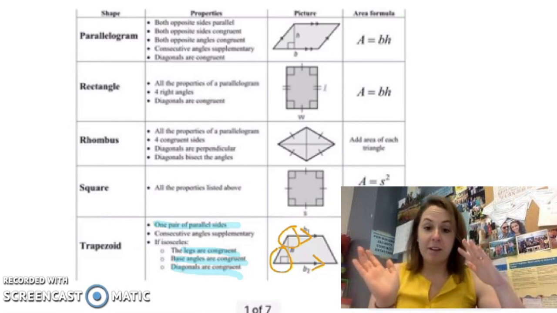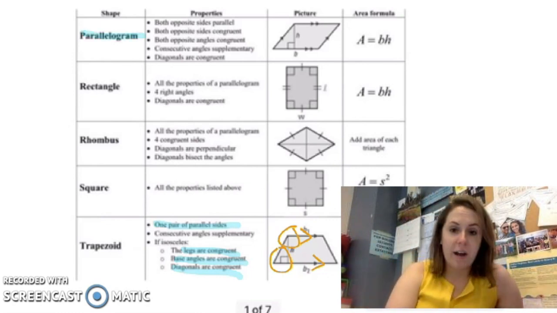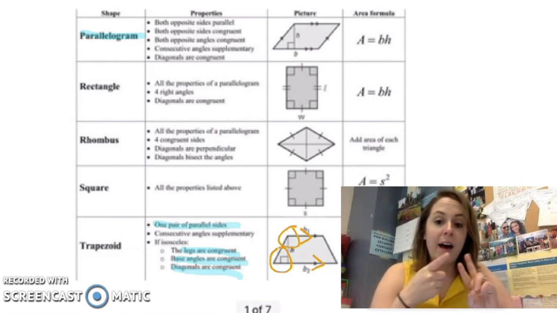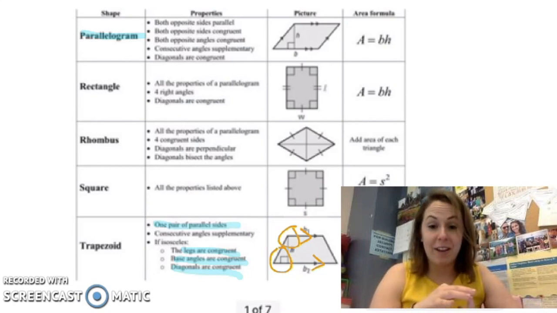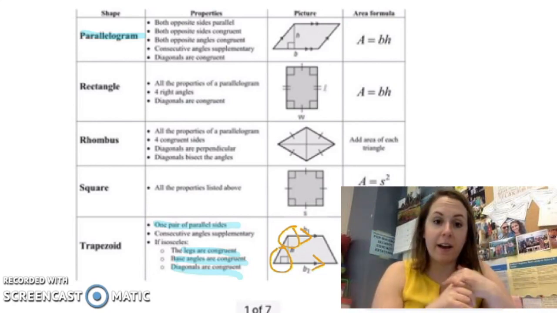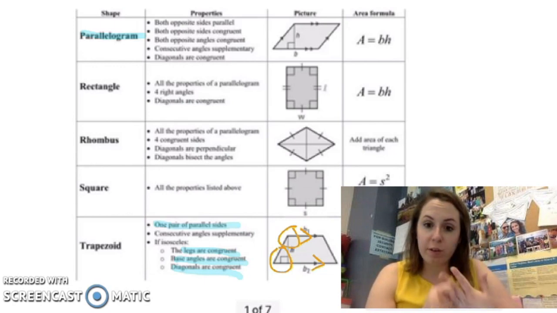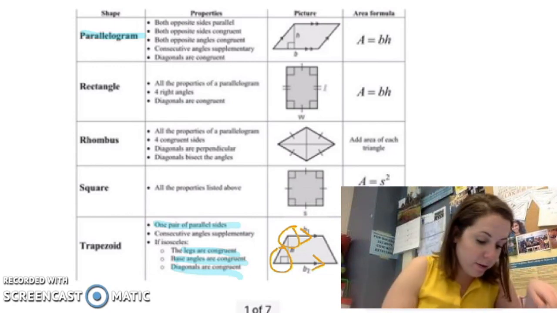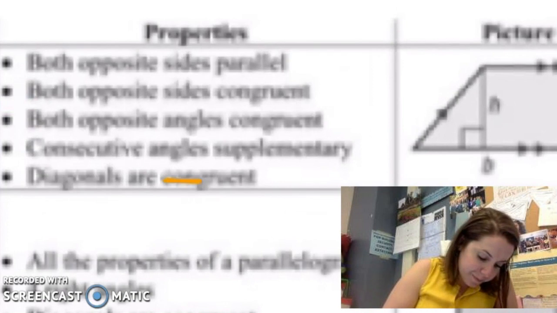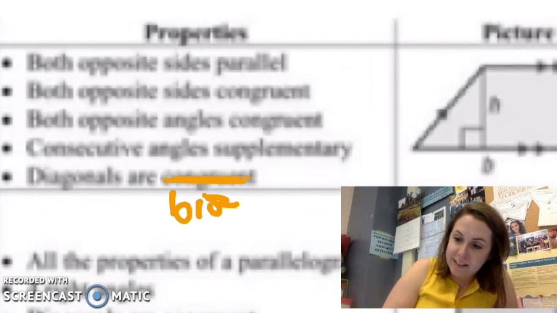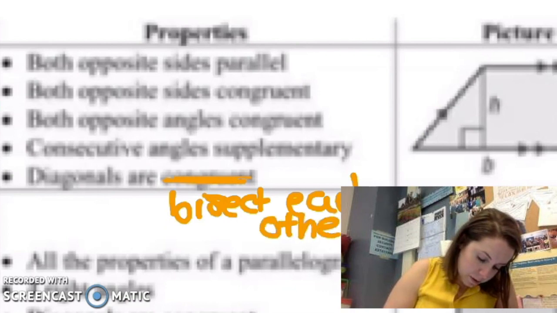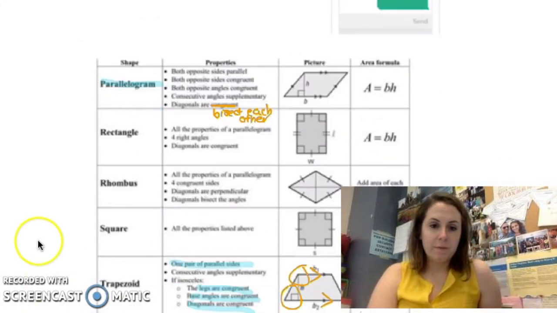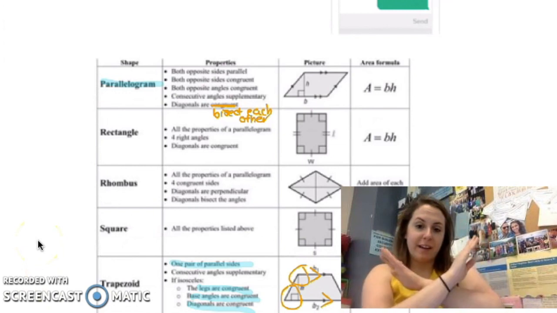Now if I get two pairs of parallel sides, I have a parallelogram. And again, 5 big properties of a parallelogram: opposite sides parallel, opposite sides congruent, opposite angles congruent, consecutive angles are supplementary because we have parallel lines, and diagonals are... diagonals are not congruent. That's wrong. Change that. Diagonals bisect each other. Okay, so diagonals of a parallelogram bisect each other.